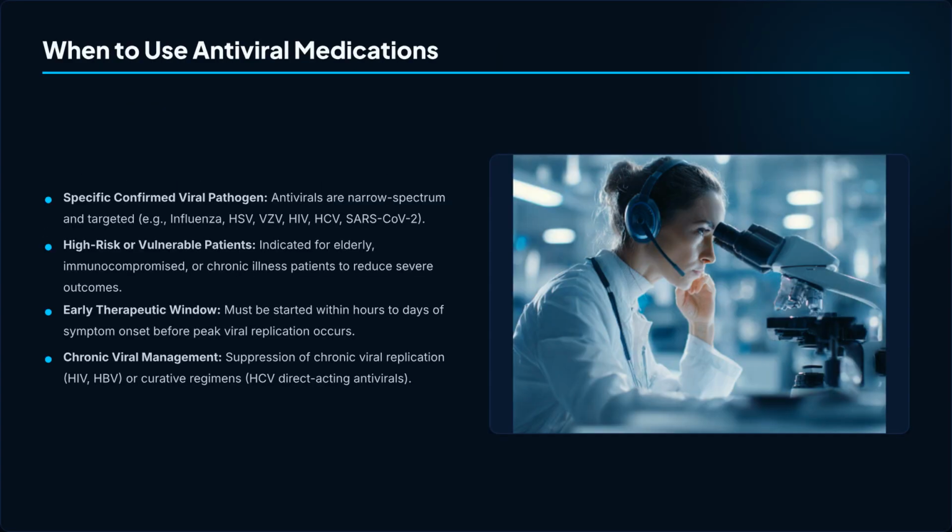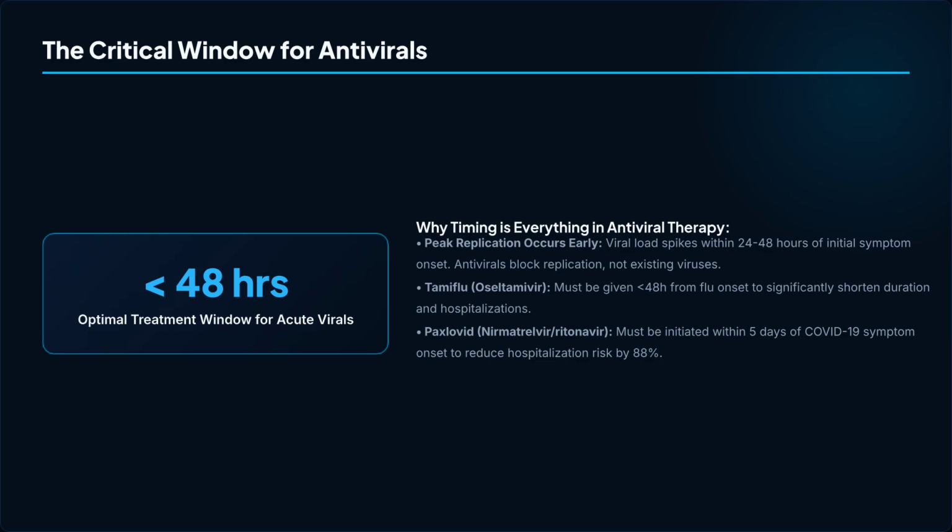Antiviral medications are indicated for confirmed viral pathogens in high-risk patients. They must be initiated early within the therapeutic window to effectively suppress replication, especially in chronic conditions like HIV or HBV. Timing is critical. Because viral loads often peak within 24 to 48 hours, drugs like oseltamivir or Paxlovid must be started promptly to be effective and reduce the risk of severe complications.